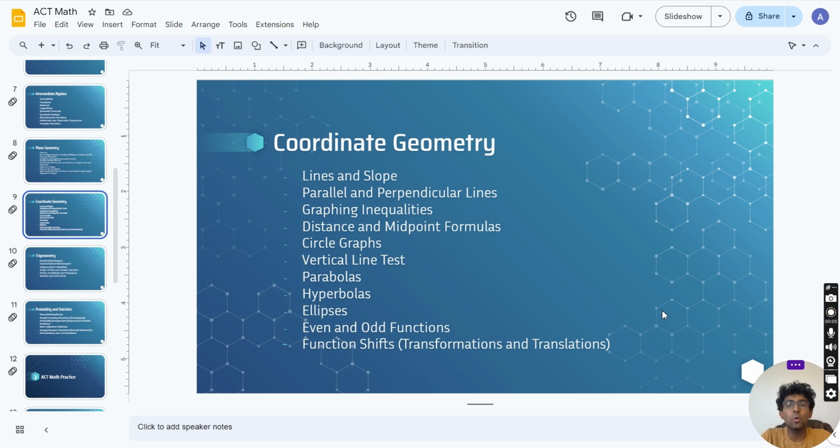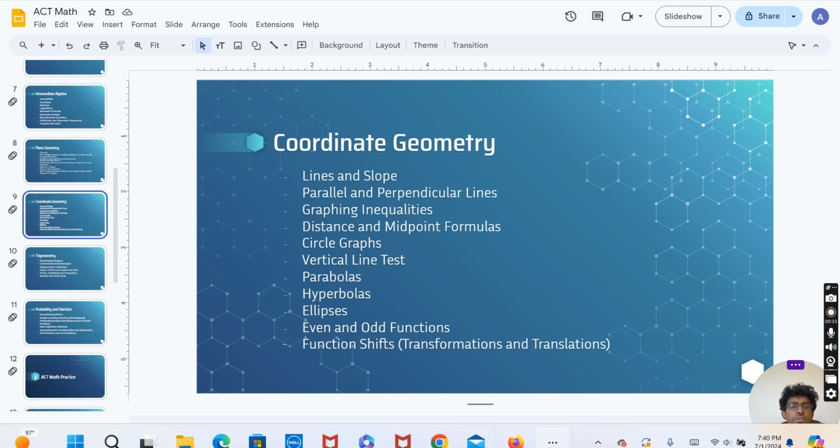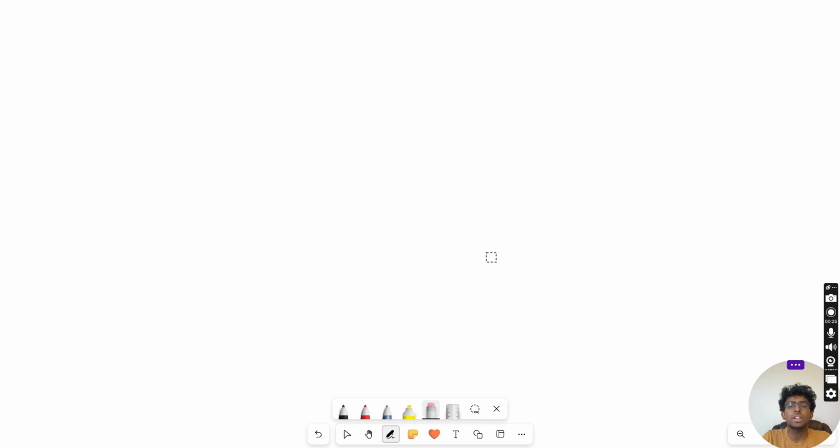Today we're going to be going over the coordinate geometry content area, the fifth content area in the series. This is an important part of the ACT Math exam along with the other algebra parts and plane geometry. So it's very important that you understand the topics that are listed here as we're going to go through each one. So let's start with lines and slope, specifically slope-intercept form.